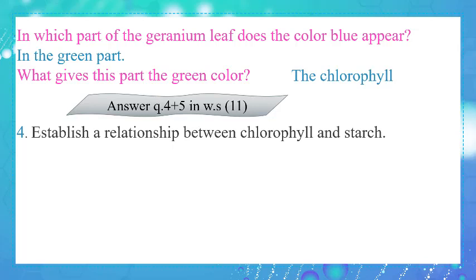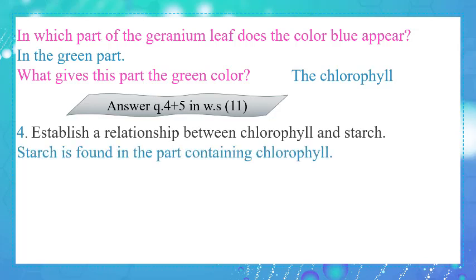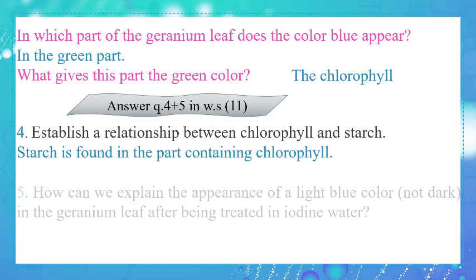What is the relationship between chlorophyll and starch? Where is starch found? What must be present for the presence of starch? So now we know that in order to produce starch, chlorophyll must be present. So we say starch is found in the part containing chlorophyll.